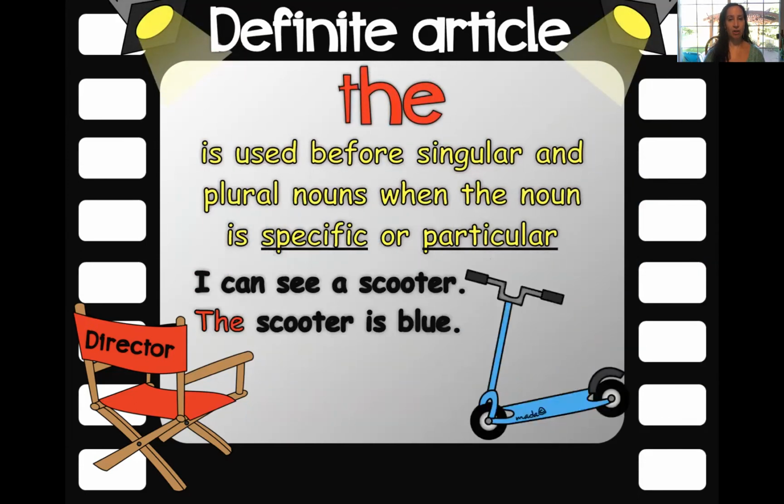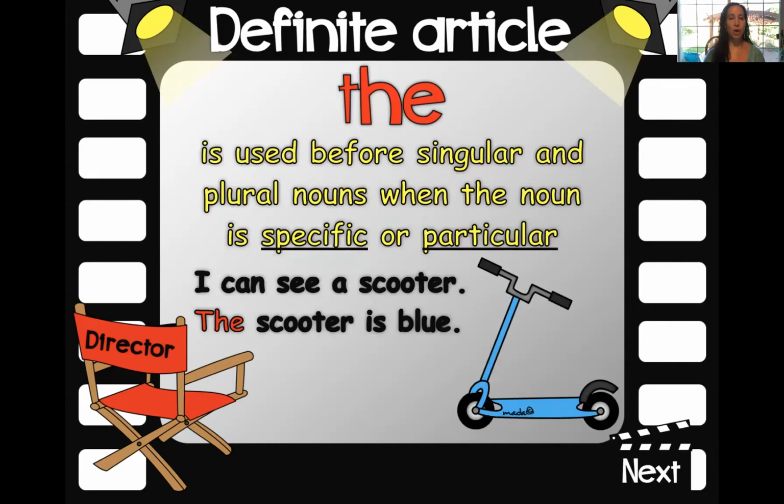Now we have the definite article, the. The reason why it's definite is because it's specific or particular. For example, I can see a scooter, so that's general. The scooter is blue. That's specific because it's a blue scooter. See how I said the blue scooter? A scooter is general. The blue scooter is particular or specific. The reason why it's specific again is because it's blue. Are you starting to get the hang of it?